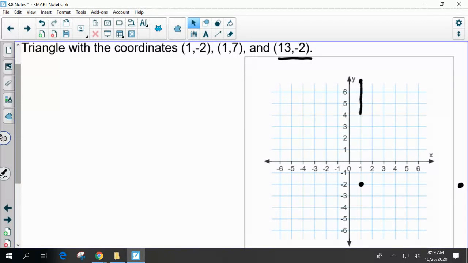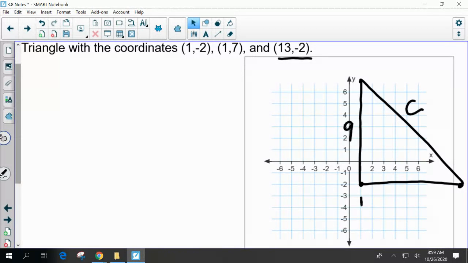So if I draw my triangle, I'm trying to find C. Okay, this side we could count, and that equals 9. And then this side, we're having to go from 1 over to 13. So what would be in the middle of that? How many spaces apart would that equal? So it would equal 12.